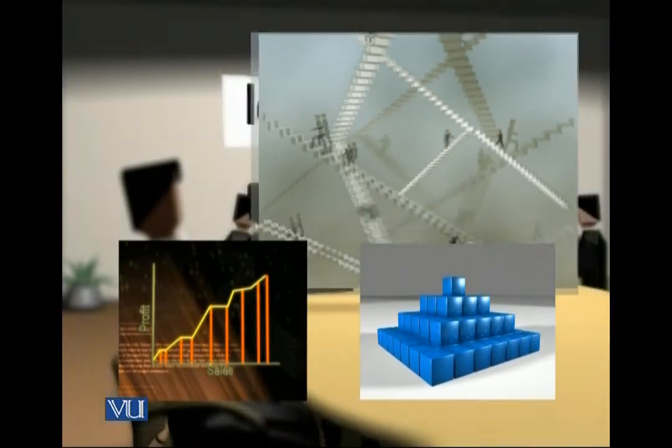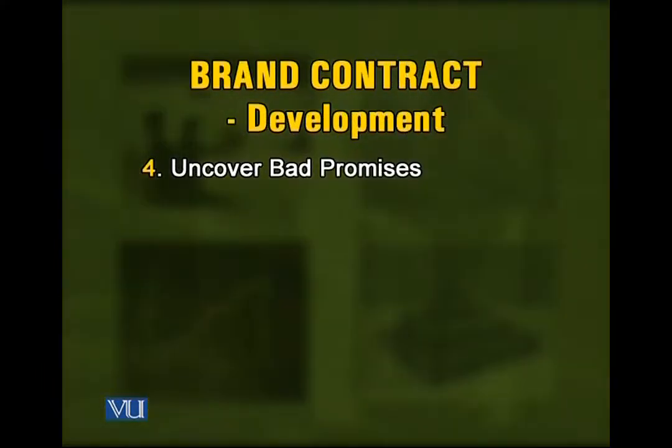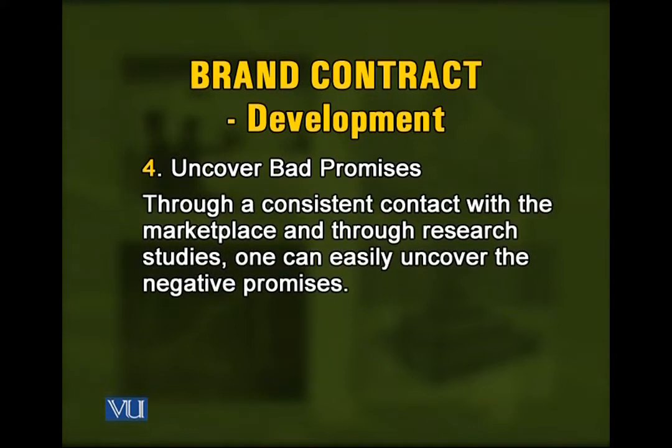That takes us to principle number 4, which says, uncover bad promises. Now, it is going to make a lot more sense since I started talking about the bad promises in the previous lecture. You will recall I told you that bad promises or negative promises are not the ones which are incorporated into the brand contract. And the brand contract, of course, is not something which is written and then signed between the company and its customers. It is all implicit, and negative promises come up. They crop up during the process of executing good promises.